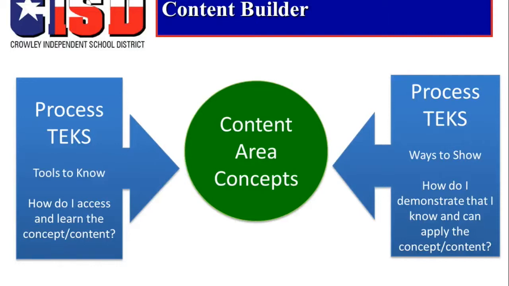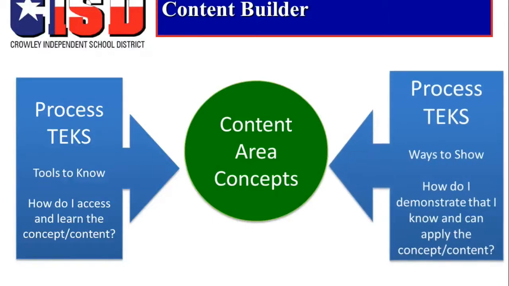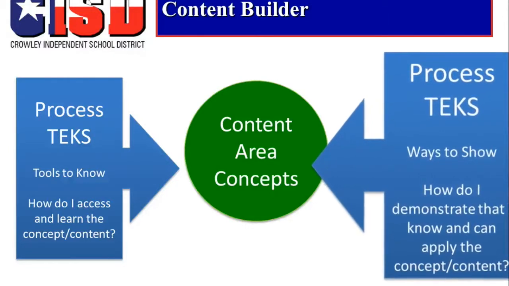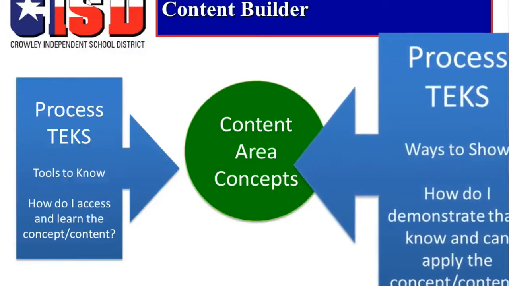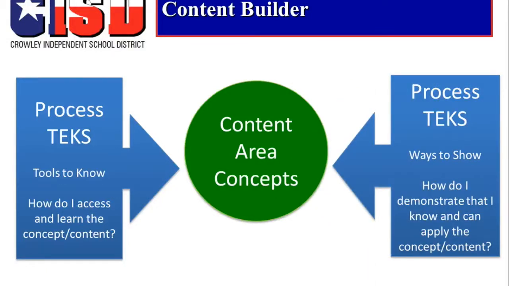Some examples include the use of lab equipment and asking well-defined questions. The ways to show process standards provide an opportunity for students to demonstrate understanding and communicate through an application of learning. Some examples are analyze and interpret information, communicate valid conclusions, and construct appropriate graphs, just to mention a few.